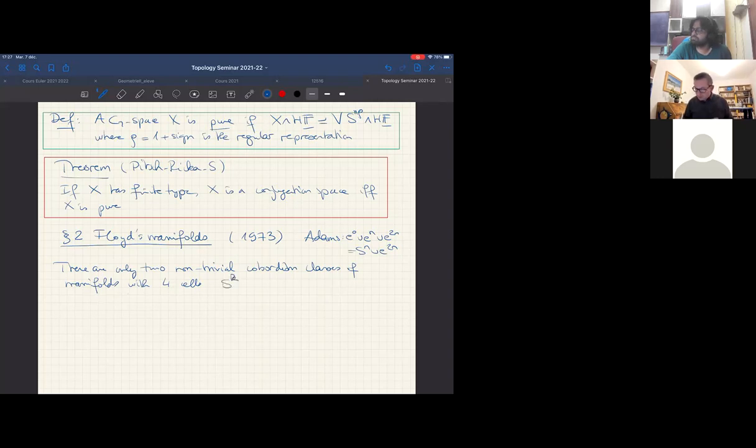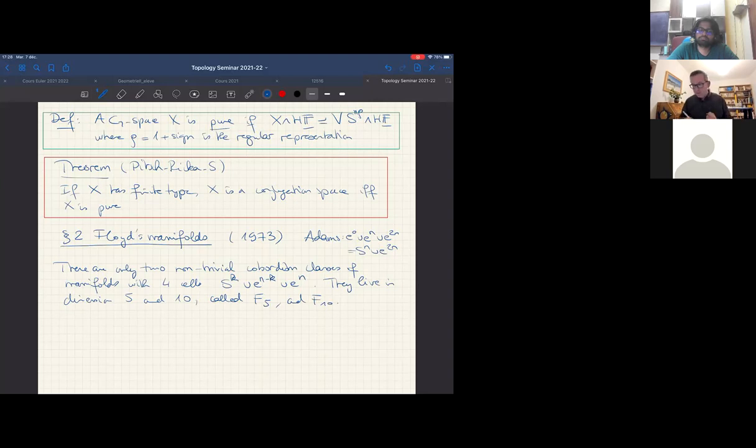There is a point, and we attach a k-cell. Then we attach an n minus k cell, and finally another n cell. And they live in dimension 5 and 10. I will call them F5 and F10 for the 5-dimensional and the 10-dimensional Floyd manifold.